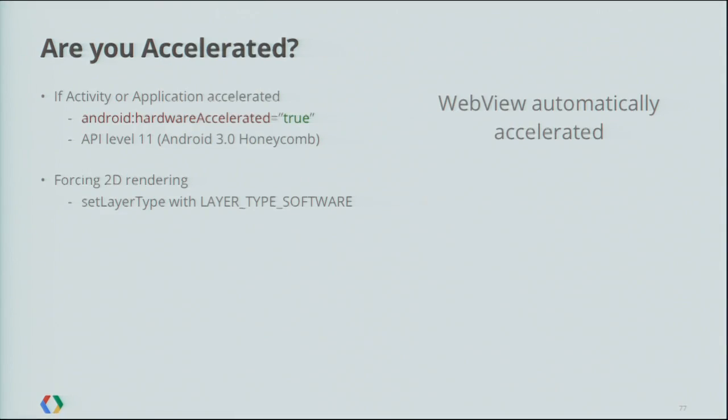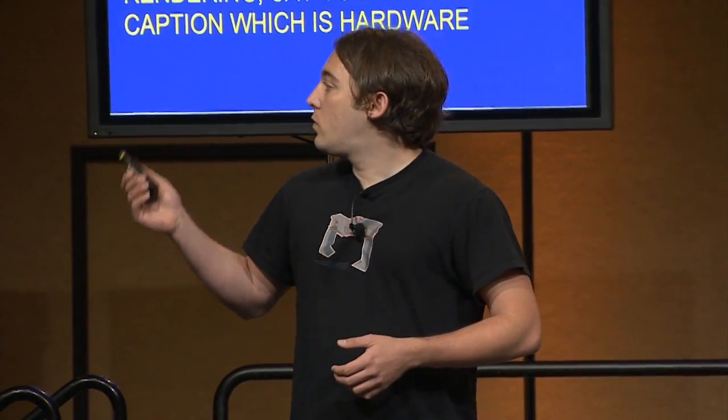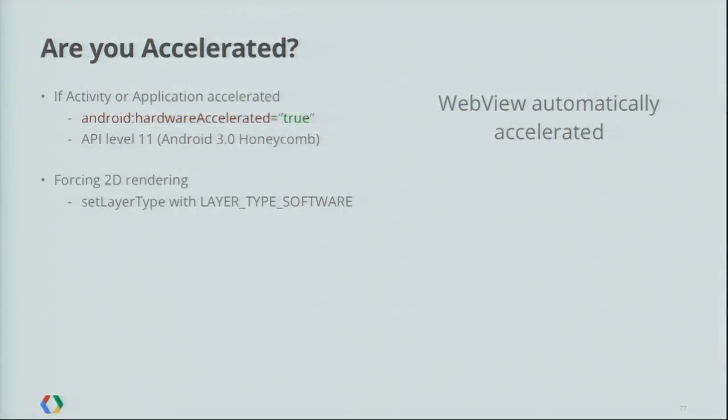Right, how do you get the hardware accelerated view? Well, if your application is accelerated, the WebView is simply going to be asked to be drawn onto an accelerated canvas, and from then, we know what to do. If you want to force the 2D rendering, so let's say that you have an application that is hardware accelerated, which I hope you are, you may just want to specify the layer type to software just for the WebView, and that's going to trigger the 2D rendering code path.